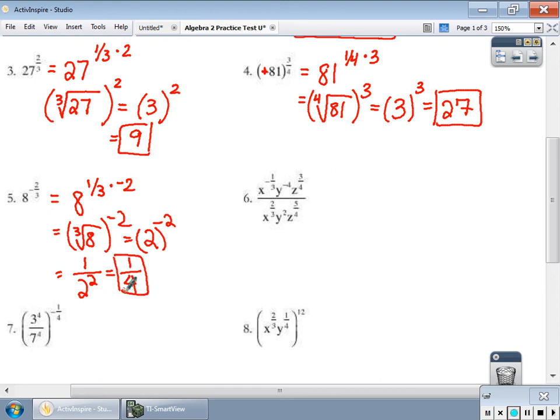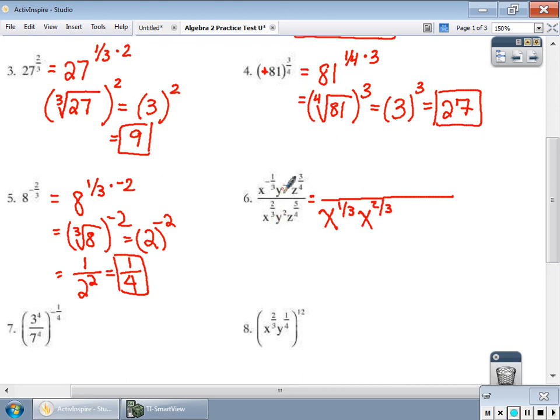Now there's a lot going on in number 6. Okay, we have x to the negative 1/3, y to the negative 4th, z to the 3/4, over x to the 2/3, y to the second, z to the 5/4. And so what we're going to do, my eyes are immediately drawn to, hey, negative exponents. Negative exponents want to move. So I see x to the negative 1/3. That wants to move to the bottom, become x to the positive 1/3. The x to the 2/3 on the bottom wants to stay.